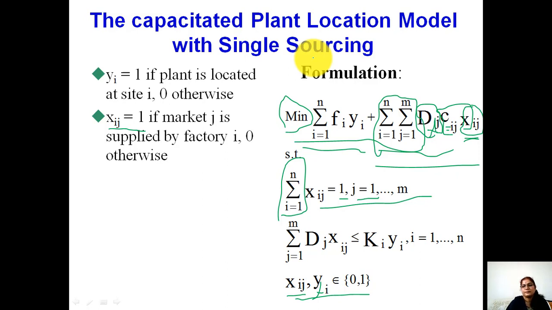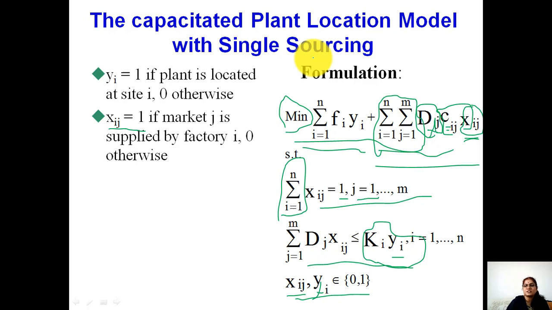Then supposing yi is 0, then this part itself is 0. That means that factory, that plant, is not functioning. So the capacity should be more than or equal to the quantity shipped. That is what it is telling. Once yi is 0, the right side itself is 0, the factory is not functioning, so there cannot be any quantity shipped greater than 0. So this doesn't happen. If yi is 1, then only this equation holds good.